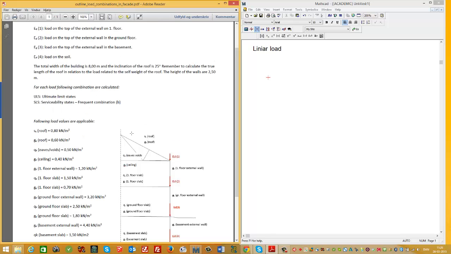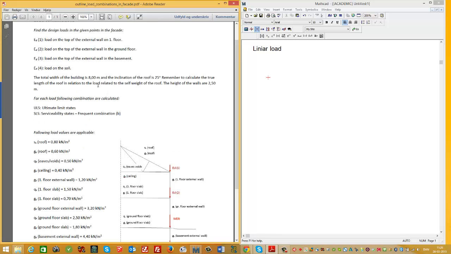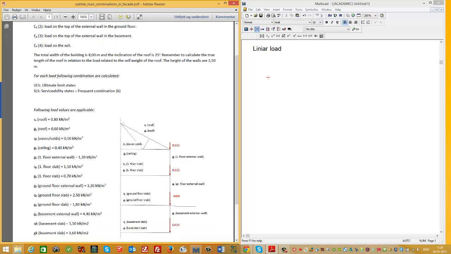First of all, you can read here in the assignment the width of the building is 8 meters and the inclination of the roof is 25 degrees and the height of all walls is 2.5 meters. So now I'll show you how you can convert from square meter to kilonewton per meter. I could, for instance, start with the self weight from the roof.